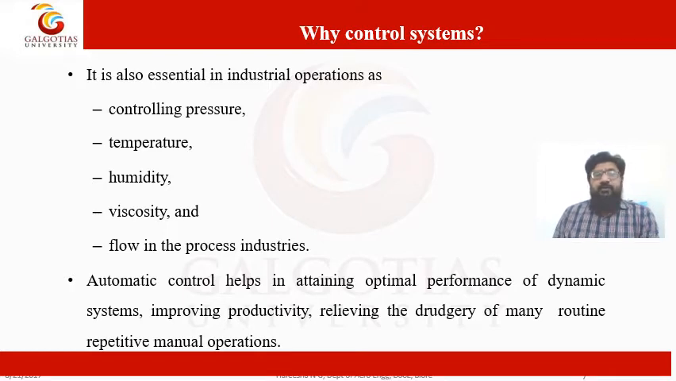So also in industrial operation, we want to control pressure. Suppose in a boiler, we want to control pressure. So we have to have some sensor, some devices which can gauge the pressure inside the boiler. And if the boiler pressure is above the danger level, it should sense and some pressure diffusing mechanism should open. Similarly, we want to control temperature, humidity, viscosity, and the fluid flow rate sometimes, like in the paper pulping industry, we want to control the flow rate, etc.